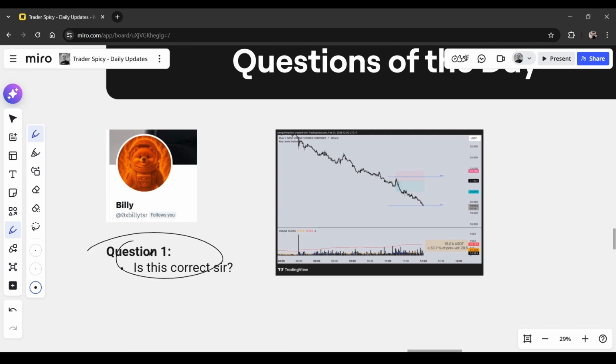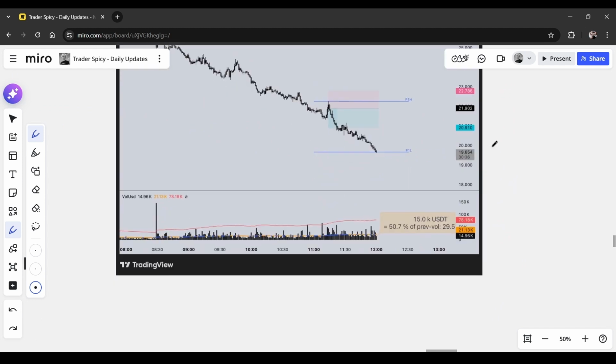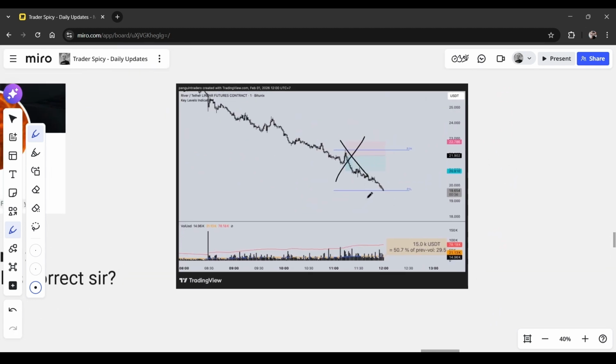Billy asked, is this correct, sir? And this was just a comment on my momentum trading strategy guide. So let's actually walk through this chart together. First, just before even looking at the entry, stop, and target of the trade, let's look at whether or not this type of price action is good for momentum or not.